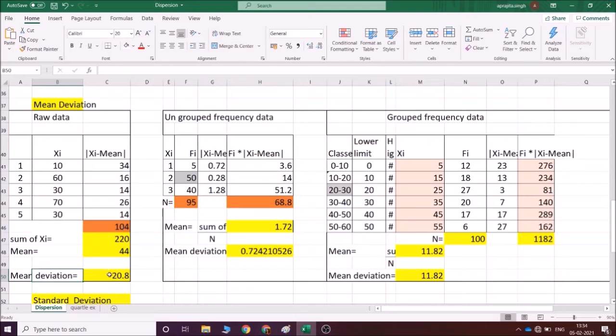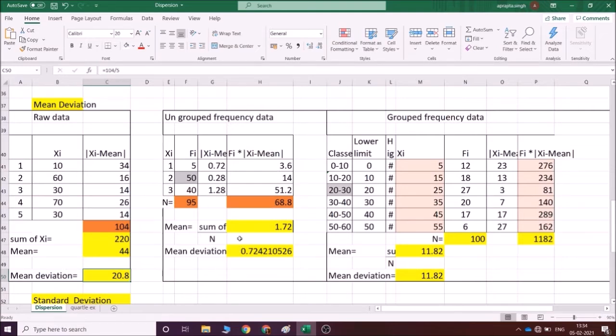So mean deviation is what? It is 1044 divided by the count. How many numbers are there? N is 5. So this is how you get the mean deviation.